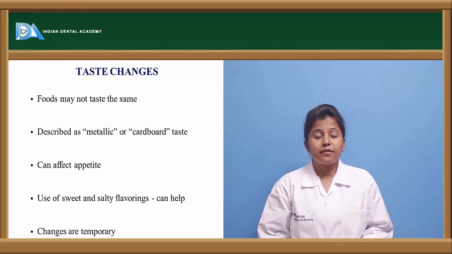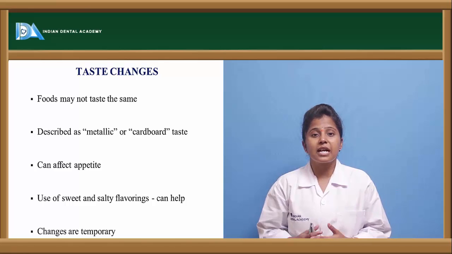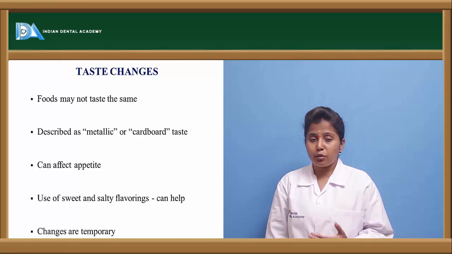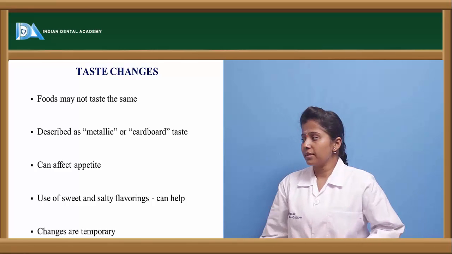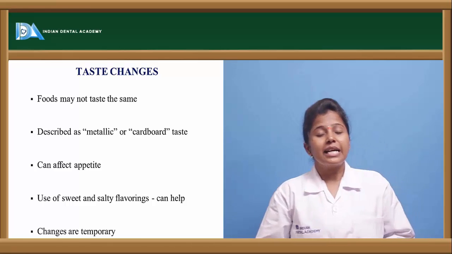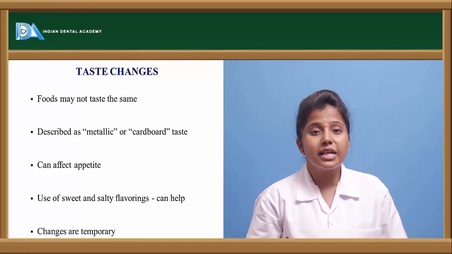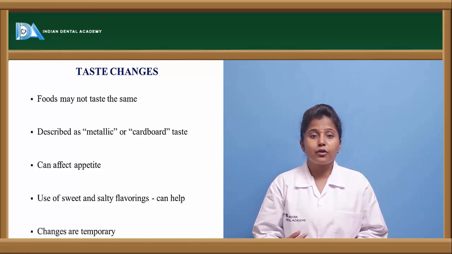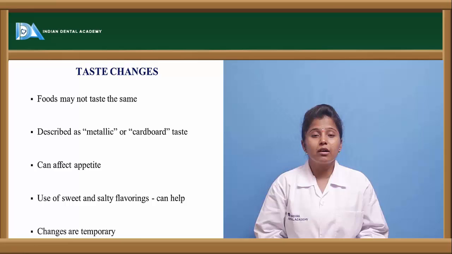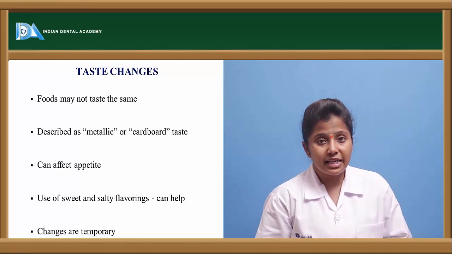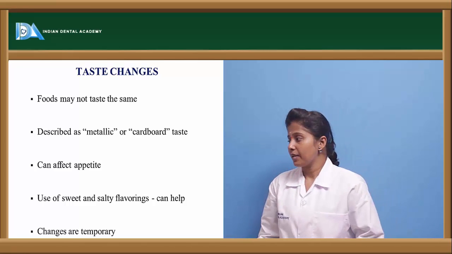the appetite. So the patient's appetite can be altered because of the metallic or cardboard-like taste. And in these conditions, in the drugs we have to use some sweetening agents and flavoring agents in order to make the formulation sweeter, or tastier, and thereby the person can take it easily.